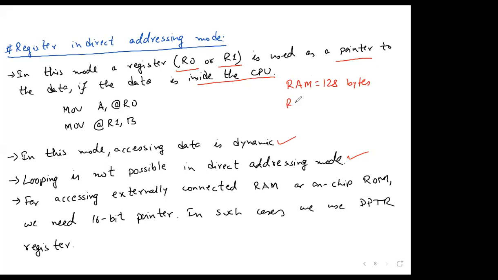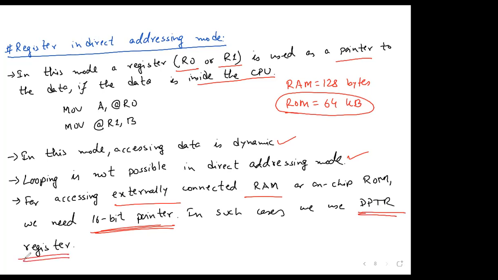But when we go for ROM, if you remember, your ROM has 64 kilobytes of address space. And also we can have externally connected RAM. So in order to access this ROM or externally connected RAM, we need a 16-bit pointer. In such a case, we cannot use R0 and R1. Only in those particular cases, we can use the DPTR register as a pointer. Have you understood up to this, whatever I've said?